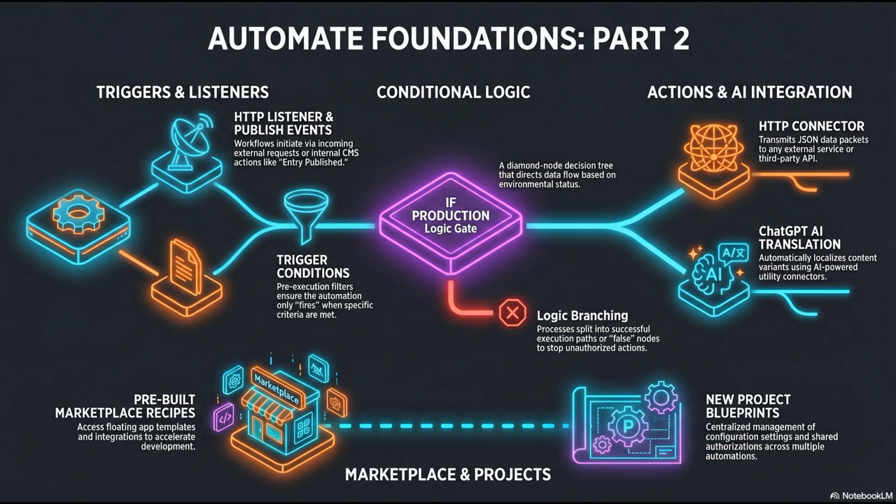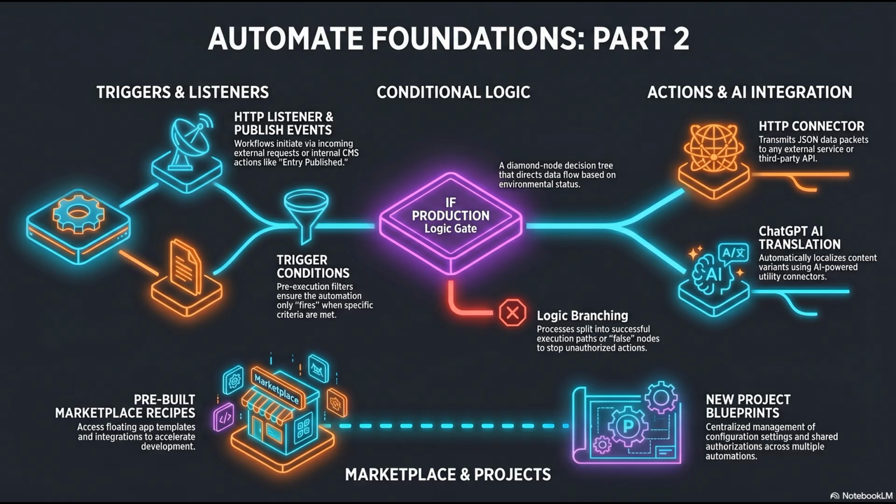Okay, I have to push back a little here on the reliability of AI, though. ChatGPT is notorious for returning extra conversational text. Oh, the chatter. Right. If my prompt is, translate this to French, the AI might return, sure, here's your translation, followed by the French text. If I just blindly map that entire response payload back into my CMS, I'm going to publish a bunch of conversational garbage to my front end.